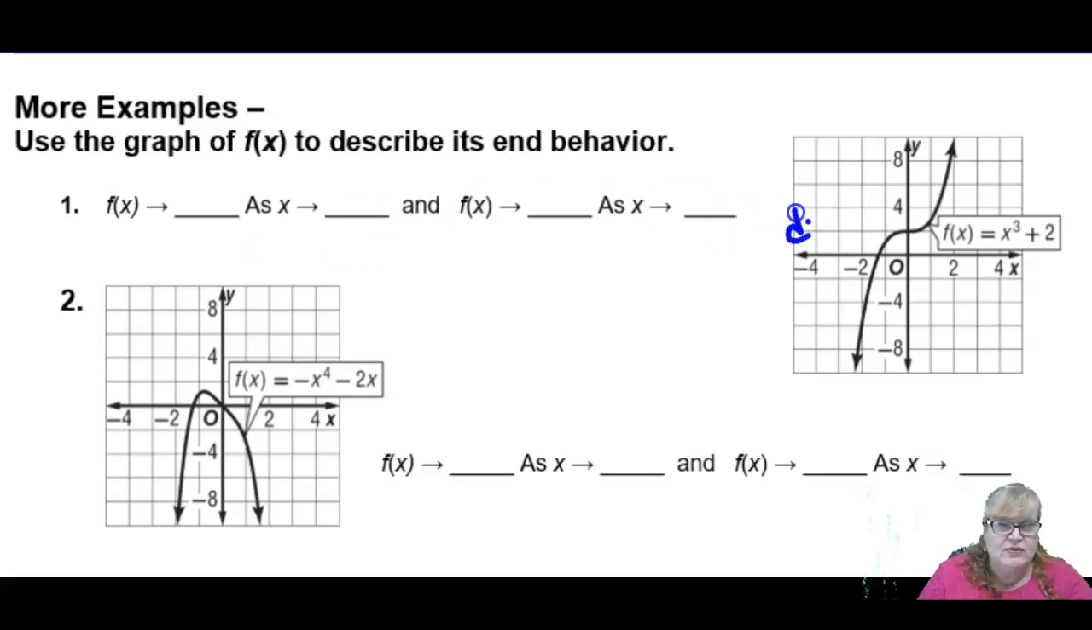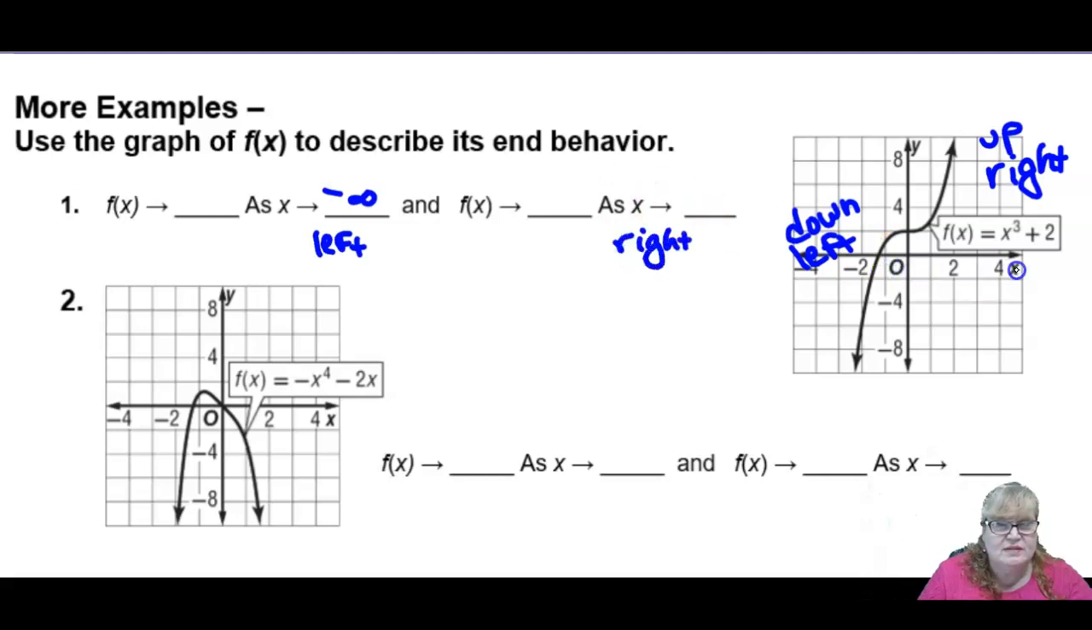This graph is down on the left and up on the right. All right, so the left would mean x is getting more negative, and the right would mean the x-axis goes across to the right, approaching positive infinity. To say it's going down, we would say the y's are getting more negative. To say it's going up, we would say the y's are getting more positive. Hope this is making sense, guys.